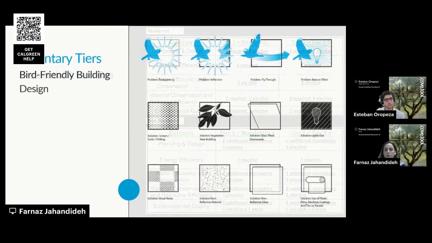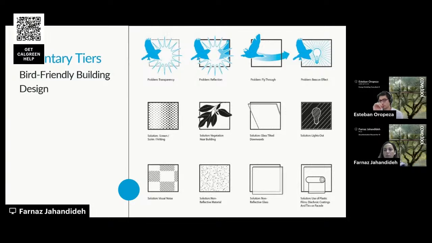And then I just wanted to mention a new section to this cycle of CALGreen, which is added: a bird-friendly building design as an elective measure under tier 1 and tier 2. So the idea is to look at this as the best practice going forward, so that 90% of the building elevation has bird-friendly mitigation strategies.